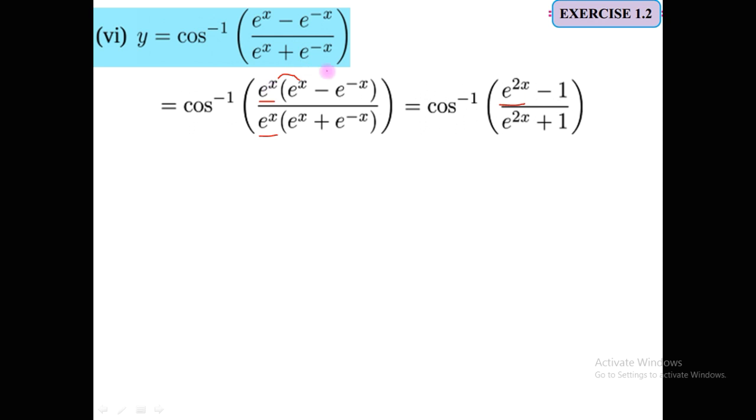e raised to x into e raised to minus x. This is x and this is minus x. When I multiply these two, the indices will add. So it will make x minus x, which is 0, and e raised to 0 is going to be 1. Similarly, e raised to x into e raised to minus x, here it is 1. And e raised to x into e raised to x is equal to e raised to 2x, or one might write it as (e raised to x) whole square.